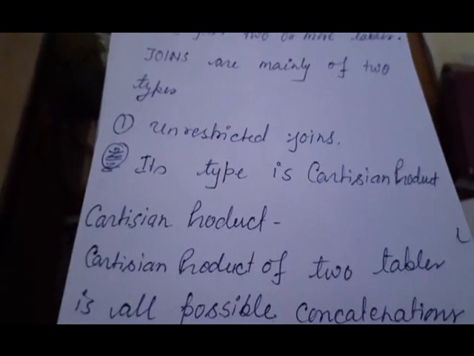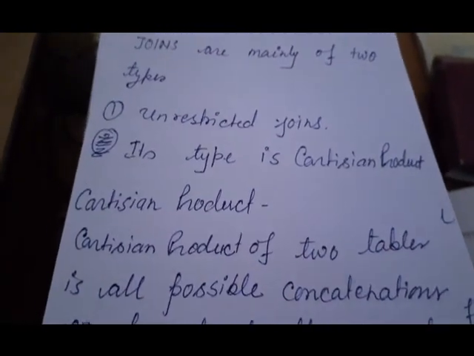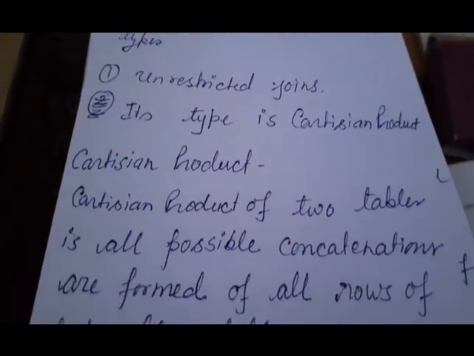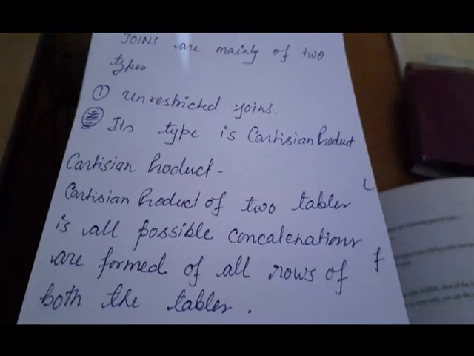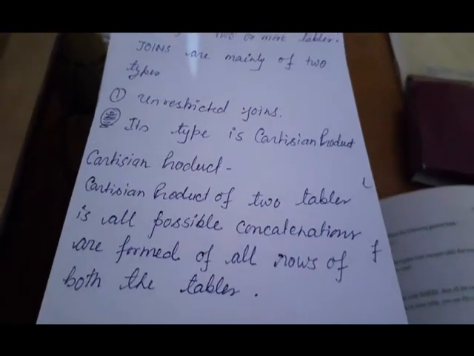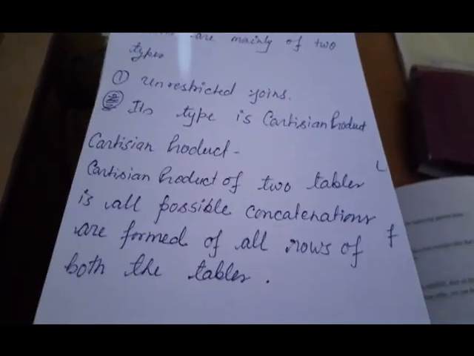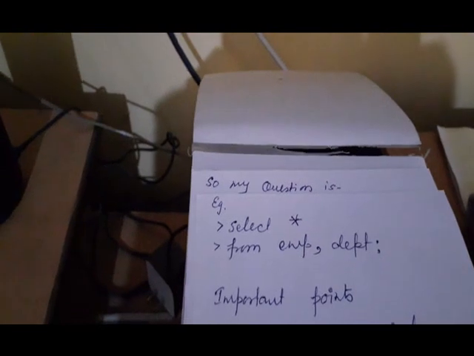How? First one is unrestricted join, and its example is Cartesian product. Okay, Cartesian product of two tables. There will be all possible concatenations or combinations formed of all the rows of both the tables. Alright, and the command for Cartesian product is this: select star from EMP comma DPT.